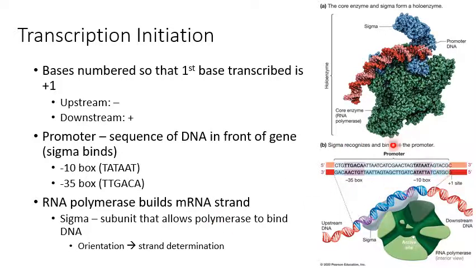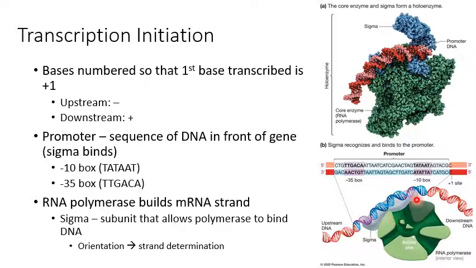Within this promoter, you have a couple of regions that are really important for the RNA polymerase binding there. You have the -10 box and the -35 box. Those are each centered on the -10 and -35 nucleotides respectively, and they always have the same sequence. So the -10 box is always TATAAT, and the -35 box is always TTGACA. Always.